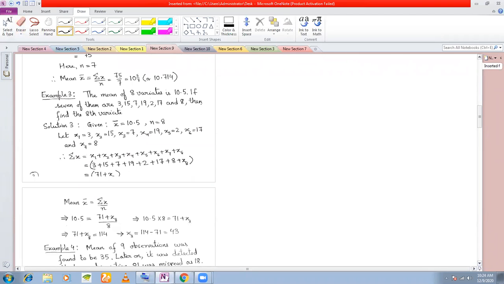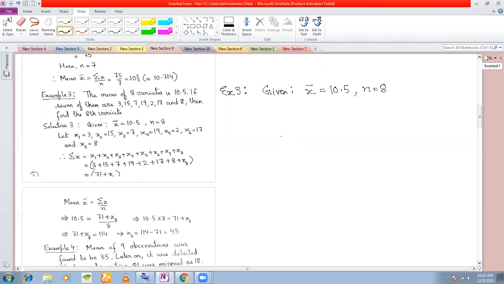The mean of 8 variates. Variates means relating to a variable. Variable and variate, same thing. In statistics, we call a variable a variate actually. The mean of 8 variates is 10.5. So what is given here? The mean is given to you. X bar is given to you as 10.5. 8 variates means n is equal to 8, 8 observations. These two are given to you.